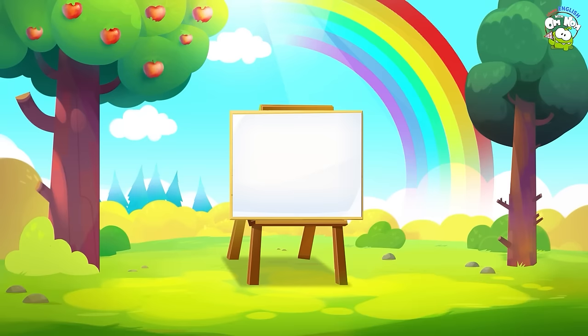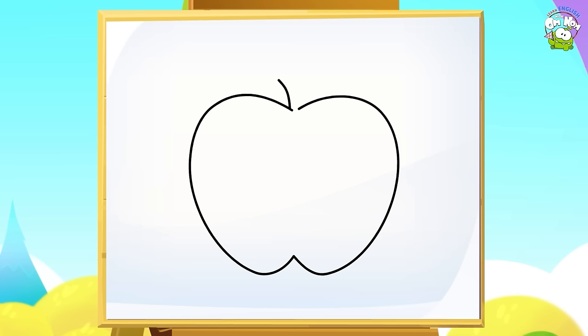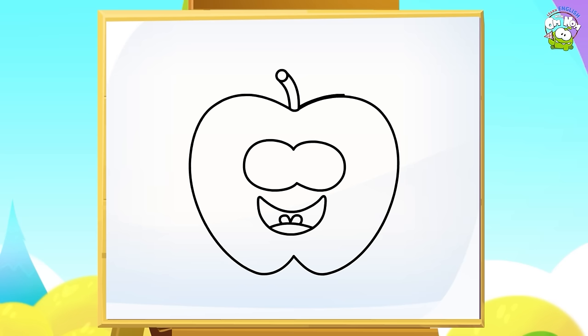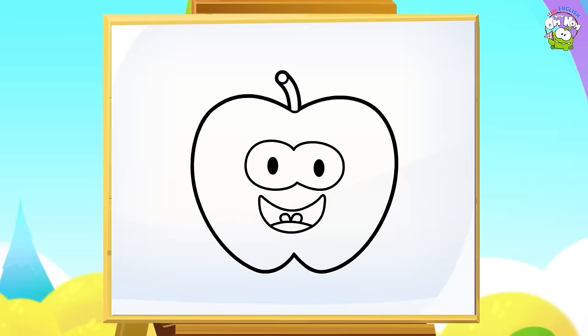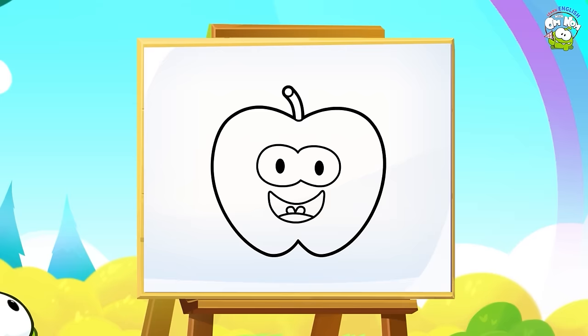This is Om Nom. Today we're going to learn how to draw fruits. Let's draw an apple. That is the core of the apple. Do you like apples? An apple a day keeps the doctor away. What colour is the apple? An apple is red. Let's colour the apple red.